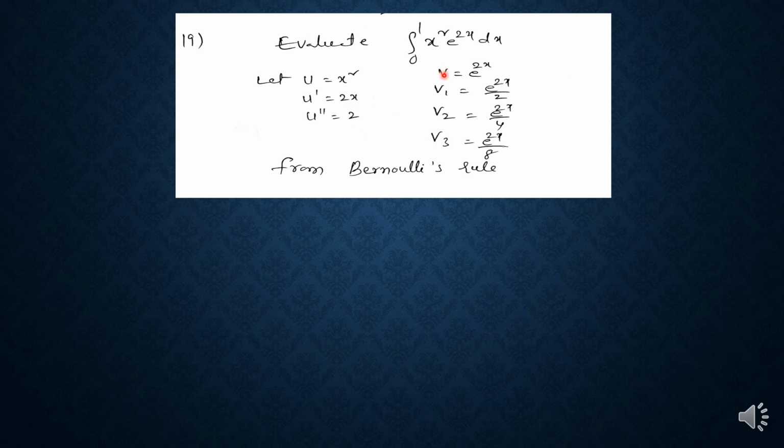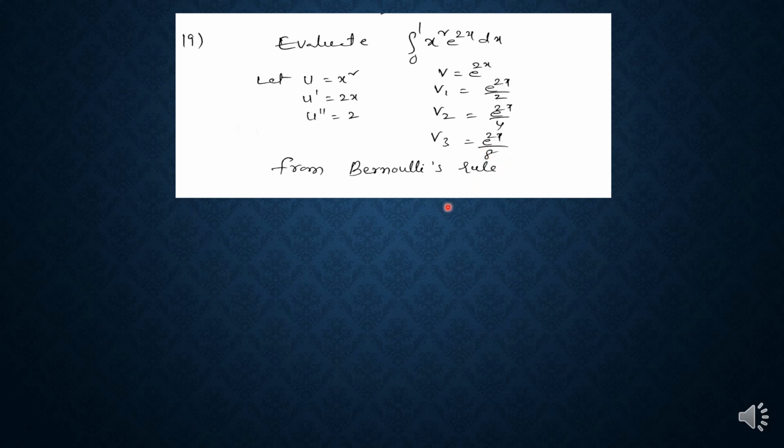Similarly, find the successive integrals of v. V is equal to e power 2x, v1 is equal to integral e power 2x dx, that is e power 2x by 2. v2 is equal to integral v1 dx, that is integral e power 2x by 2, that is e power 2x by 4. And v3 is equal to integral e power 2x by 4 dx, that becomes e power 2x by 8.